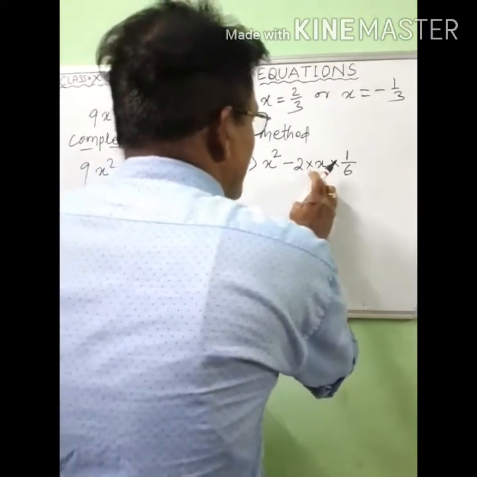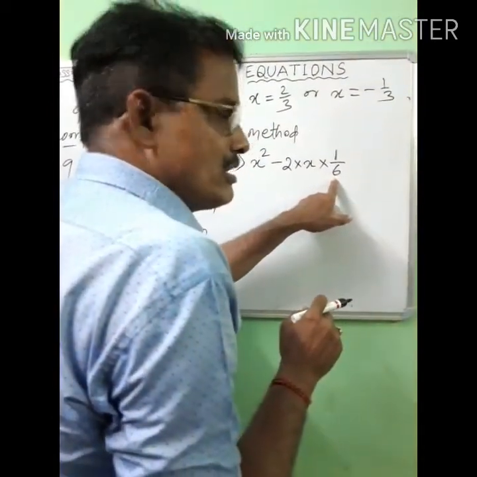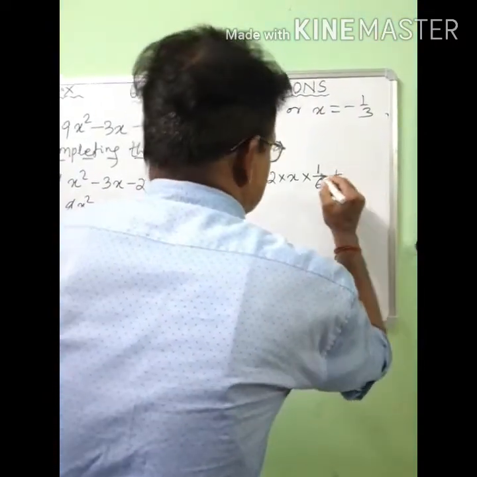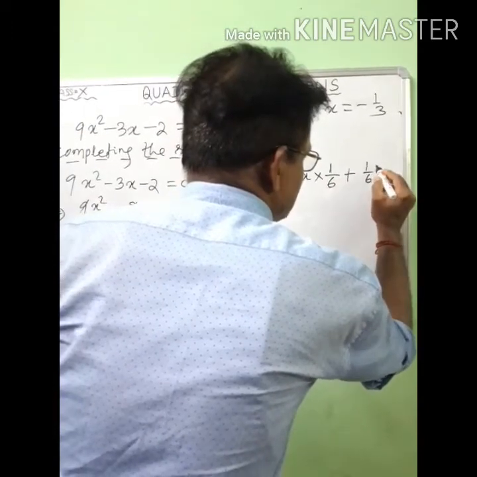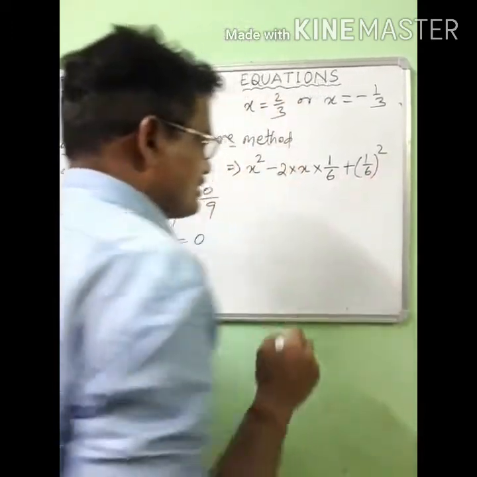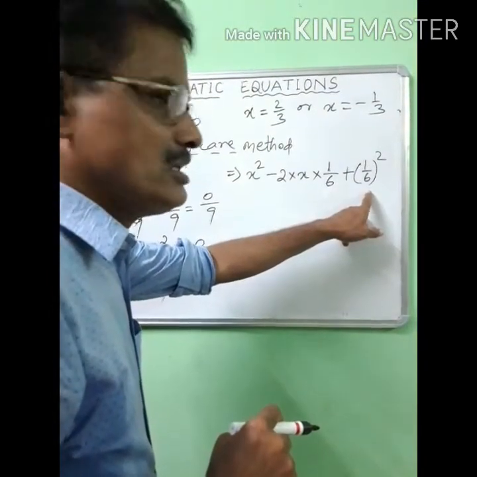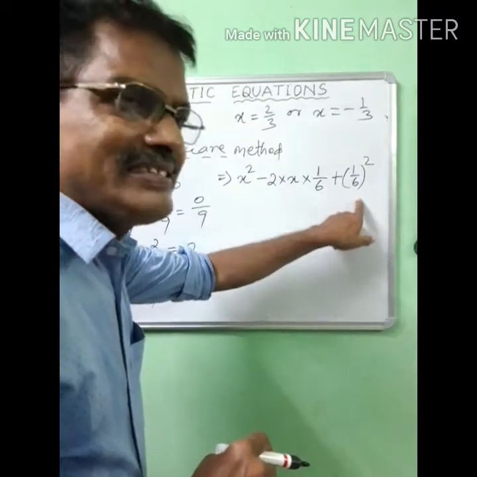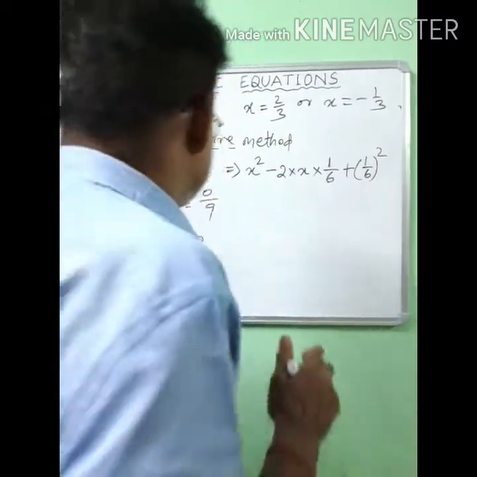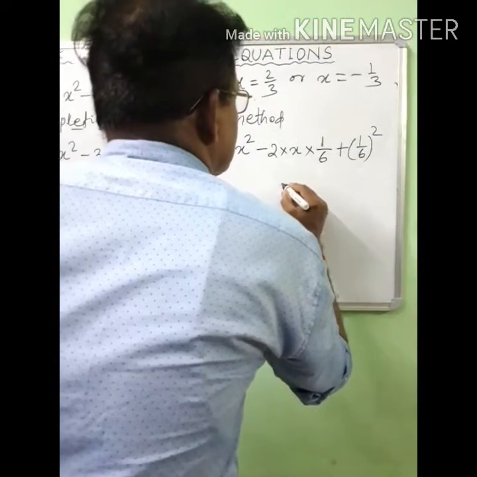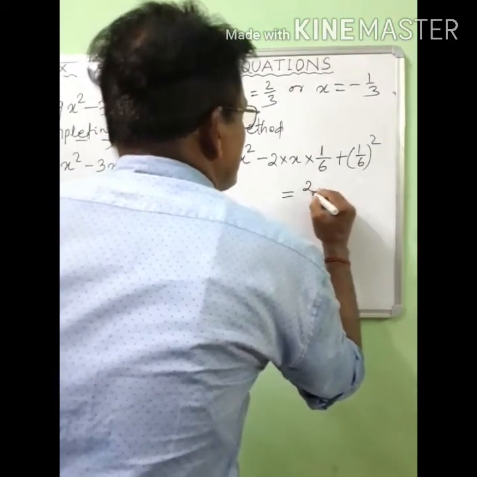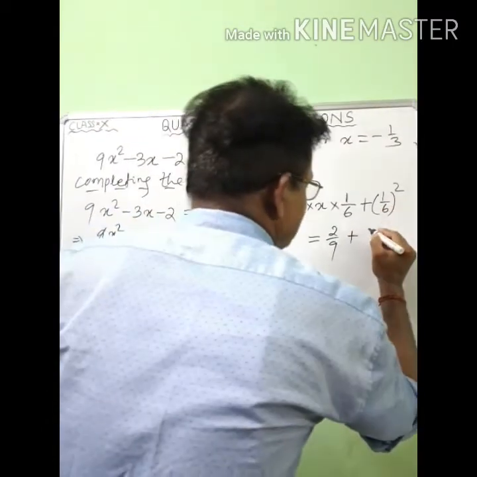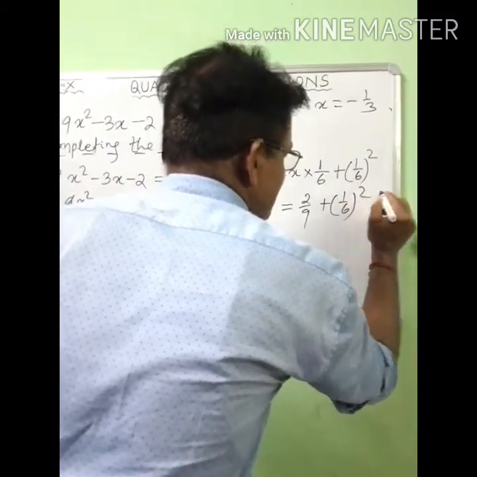Plus here 2ab. B means which one? 1 by 6 plus b square, 1 by 6 whole square. So here we write b square, 1 by 6. So that equals 2 by 9 plus 1 by 6 whole square.